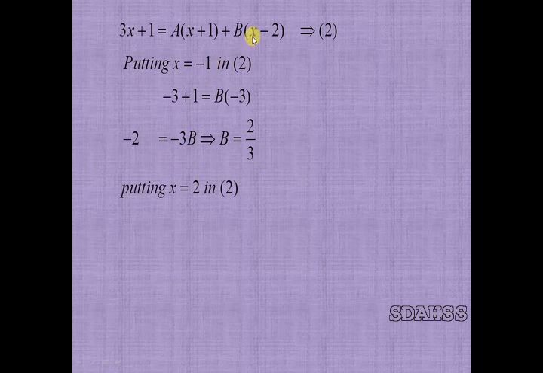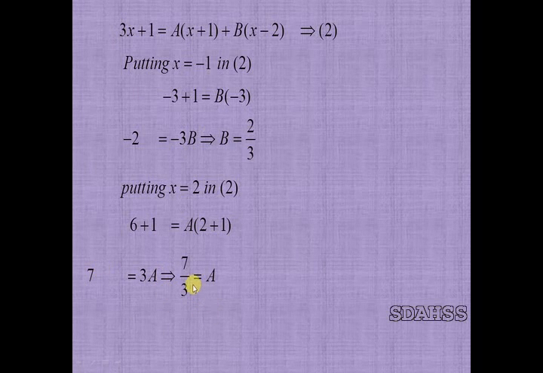Again, substitute x is equal to 2 in equation 2. So this becomes 3 into 2, 6, plus 1 is equal to A into (2 + 1) plus, if you substitute x is equal to 2, the B term vanishes. So remaining, you have 6 + 1 is equal to A into (2 + 1). 6 + 1 is 7, and 7 is equal to 3A. So then A is equal to 7 by 3.